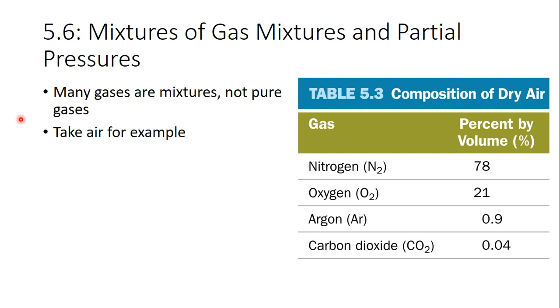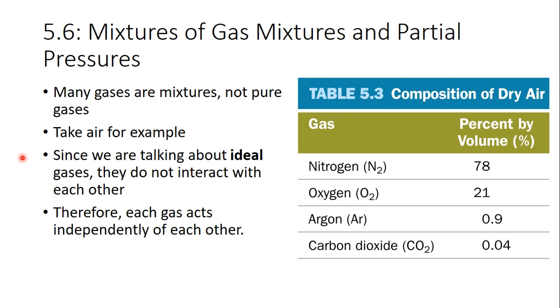In this video, we're going to talk about gas mixtures because when you actually encounter gases, they're hardly ever pure. They're usually mixtures, and air is a good example where air is 78% nitrogen, 21% oxygen, 0.9% argon, 0.04% carbon dioxide, and there's a lot of other trace gases in there.